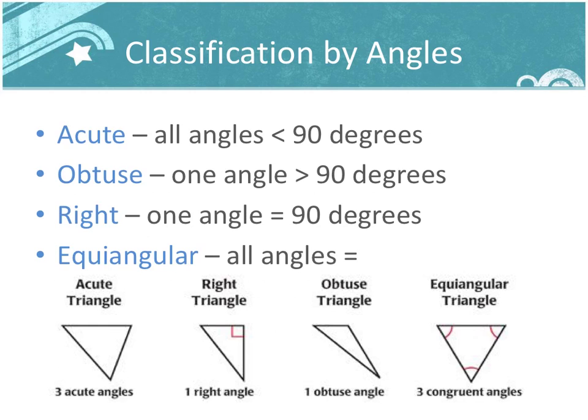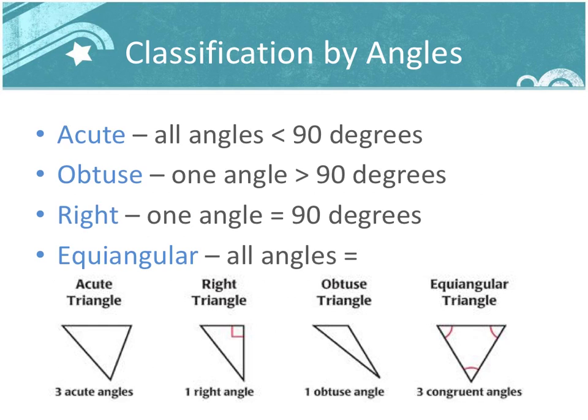Then we're going to classify by angles, and there's four ways to classify by angles: acute, obtuse, right, and equiangular. Acute is all angles are less than 90. Obtuse is one angle is greater than 90. Right is one angle is equal to 90. And equiangular is all angles are equal. So can a triangle be acute and obtuse? No. Can it be acute and right? No. Can it be acute and equiangular? How would that be possible? Good. If it was equiangular, then they'd all be 60. If they're all 60, then they're acute, right?